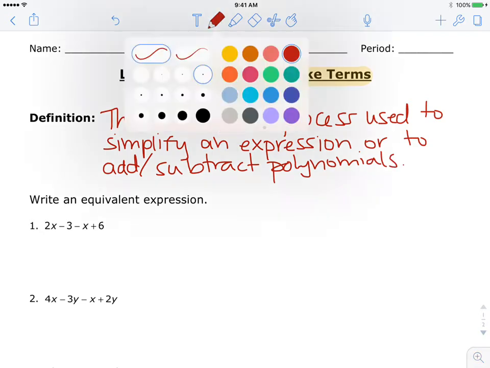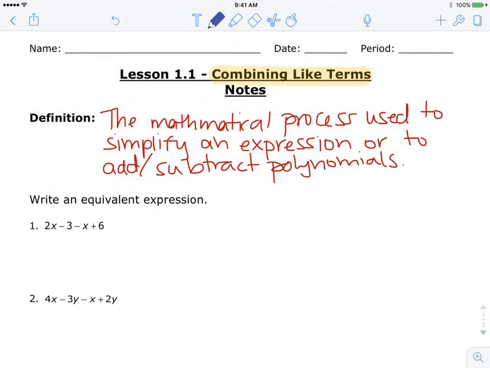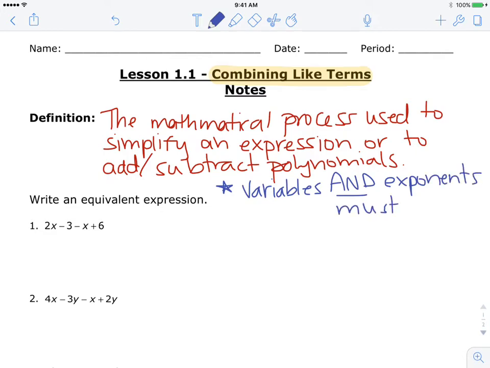Okay, something really important to notice here is that when you have like terms, the variables and the exponents match. All right, so variables and exponents must match.